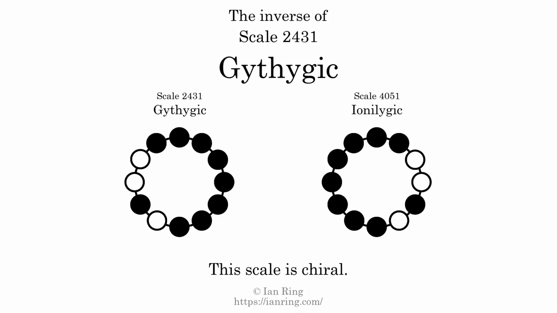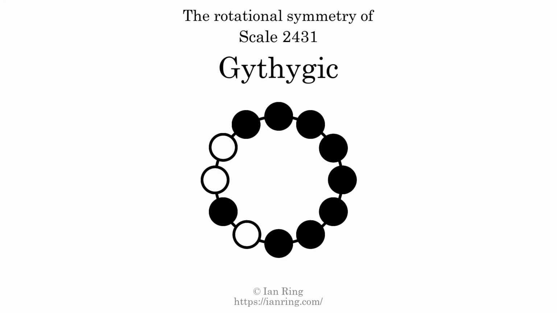The inverse of a scale is a mirror image. It is what you get when the sequence of intervals is reversed. The inverse of this scale is scale 4051, also known as Gythygic. This scale is chiral. It cannot transform into its inverse by rotational transformation. This scale has no rotational symmetry.